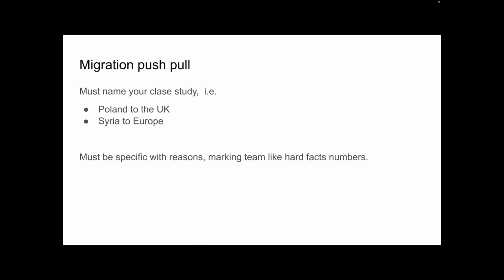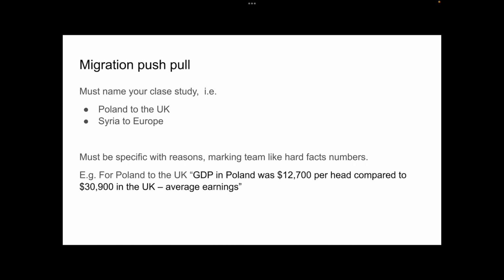Now, generally, these are quite straightforward, but the key thing I wanted to point out to you is that they want specific reasons, so hard facts and hard numbers. So the wee example I've put there is for Poland to the UK. The GDP in Poland was 12,700 per head compared to the UK's, which is obviously 30,900, so it's much higher. So if you move to the UK, you're more likely to have a job that pays better, to give you a better standard of living and things like that. They like it to be a lot more detailed. So for Syria, you can obviously talk about the impact of the civil war and the fact that President Assad wasn't helping people enough, and the civil war broke out. They like real specifics for that one.